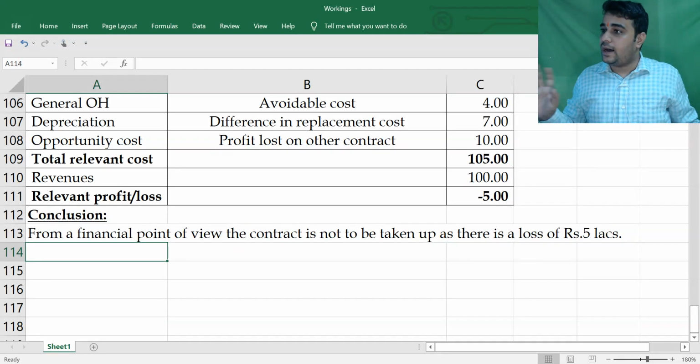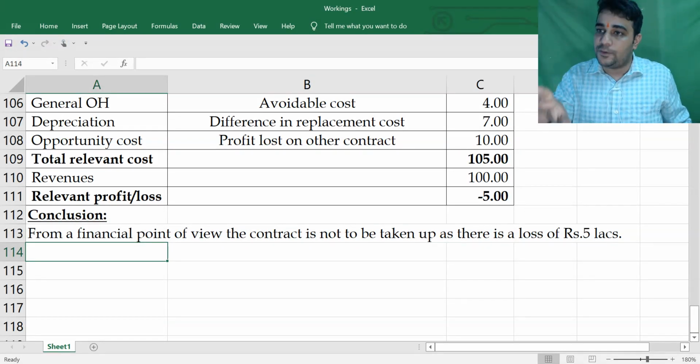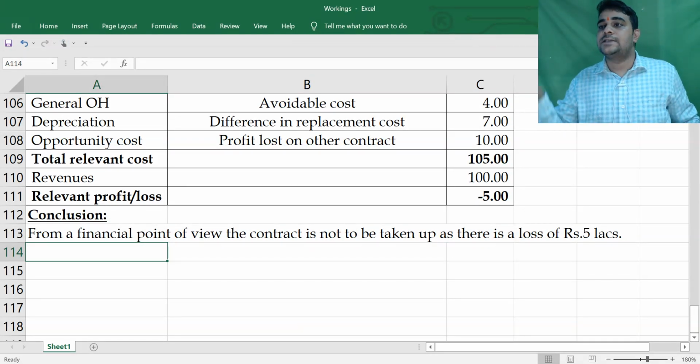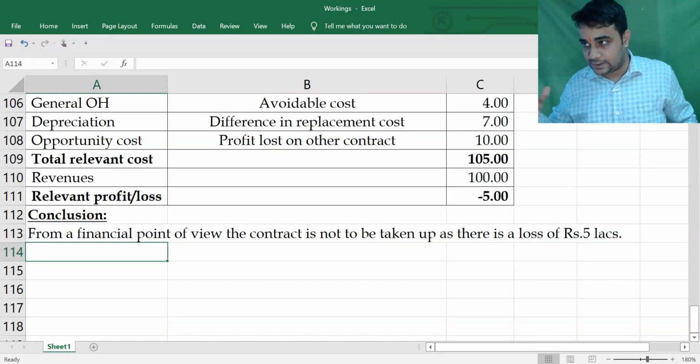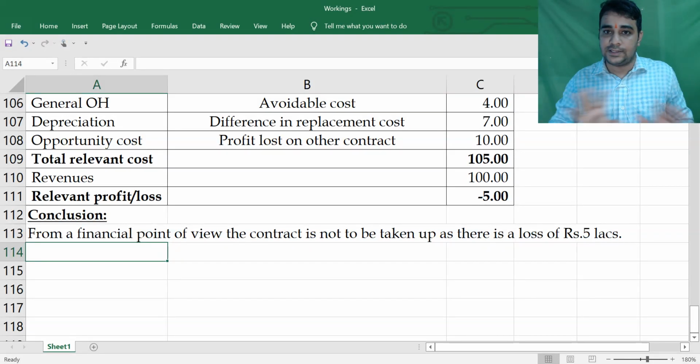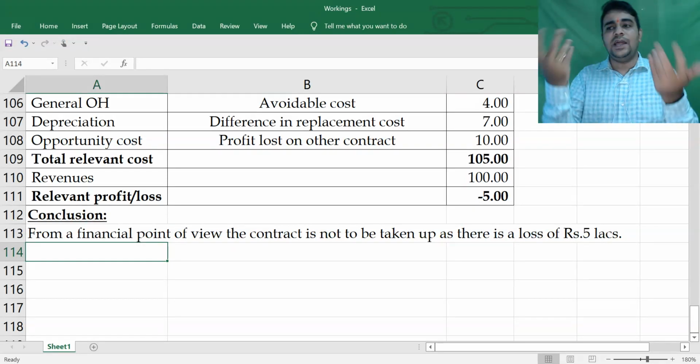Now you cannot give an answer finally. We'll say, however, the company should also consider non-financial factors like possibility of future orders from Ranka Builder, improvement in goodwill of the company leading to future orders from some other customer before taking a final decision. That's all. I'll not give any answer. I'll just say before taking a final decision, please consider these points and then you decide whatever you want to do.